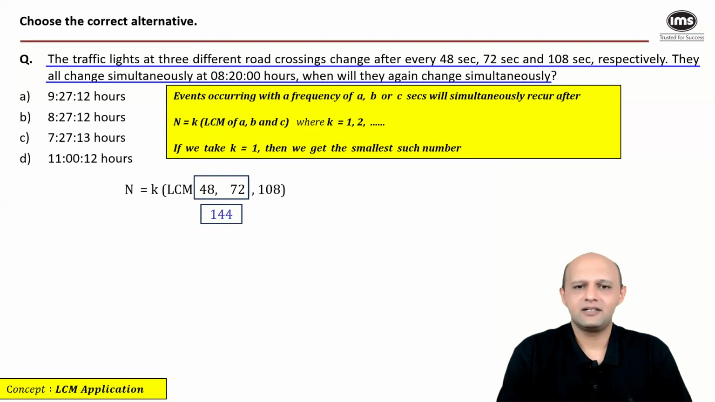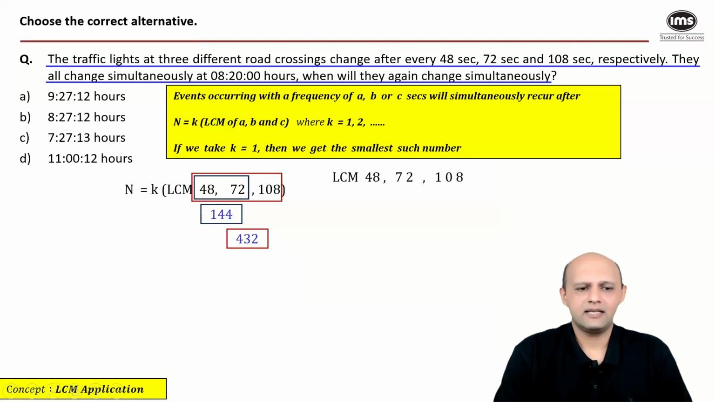144 and 108, interestingly, are consecutive multiples of 36. Okay, so 36 threes are 108 and 36 fours are 144. So 3 times 4 is 12. So 36 into 12, which means 432 should be the LCM.